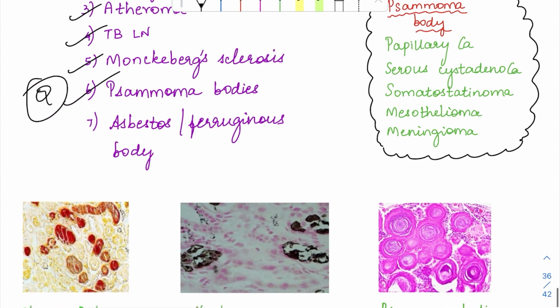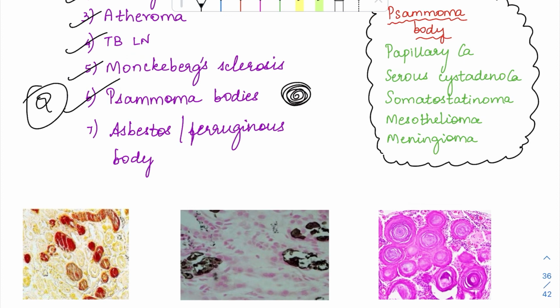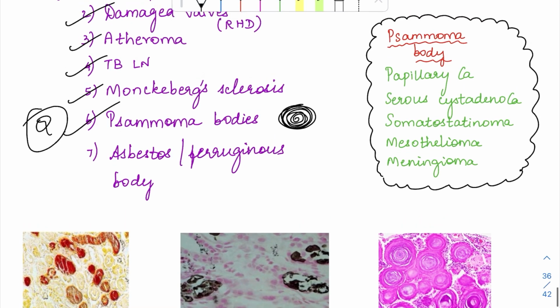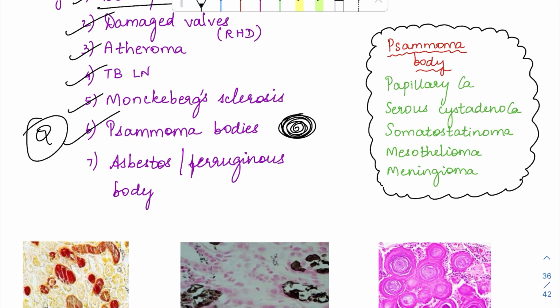And what are psammoma bodies? You see this lamellated accumulation of calcium deposits, right? Those are called psammoma bodies. And these are seen in many conditions, many cancers especially, wherever there is papillae formation in the cancers.